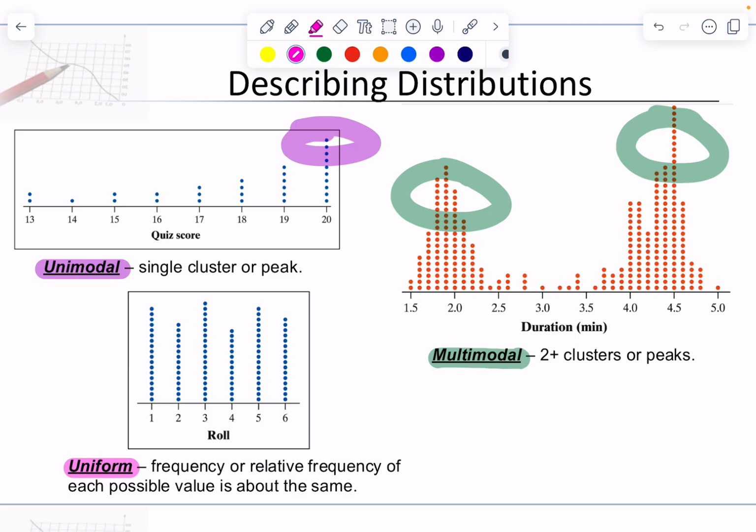So it's going to be roughly the same. So like rolling a die. When we roll a die multiple times, we expect each of the numbers to come up fairly equally, and so it creates what's called a uniform distribution.